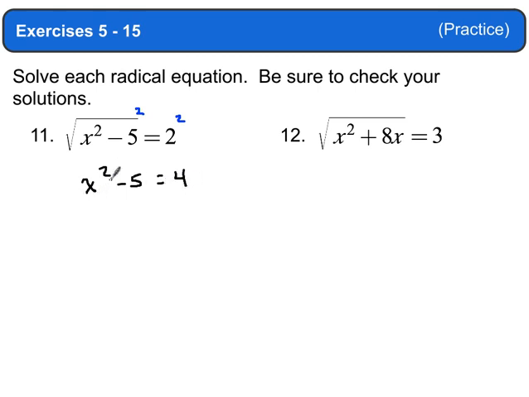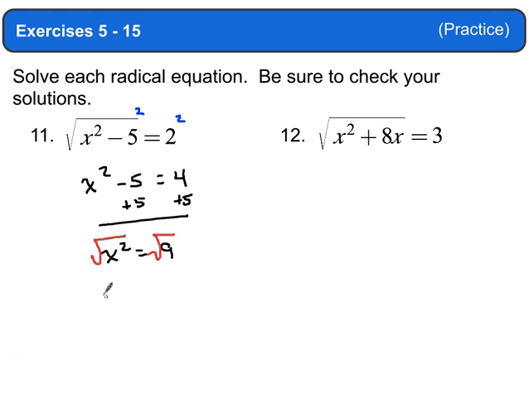Because this is a radical piece, you can do this in one of several different ways. But in this case, I'm going to go ahead and add this 5 to the right. And so now we get x squared equals 9. And to get rid of x squared, we square root both sides. So we actually use a square root here.